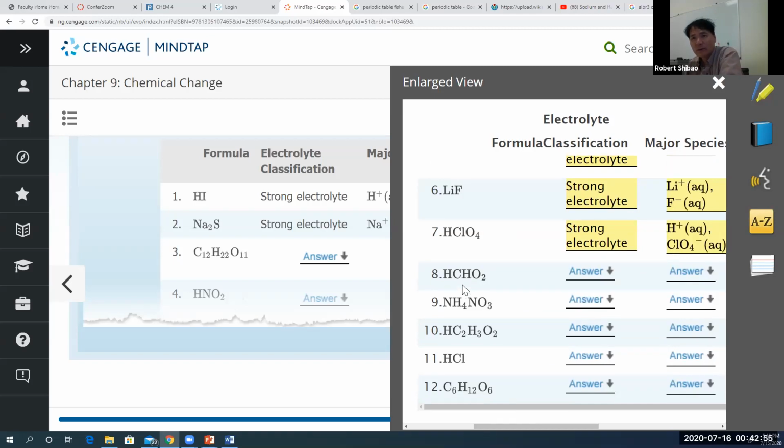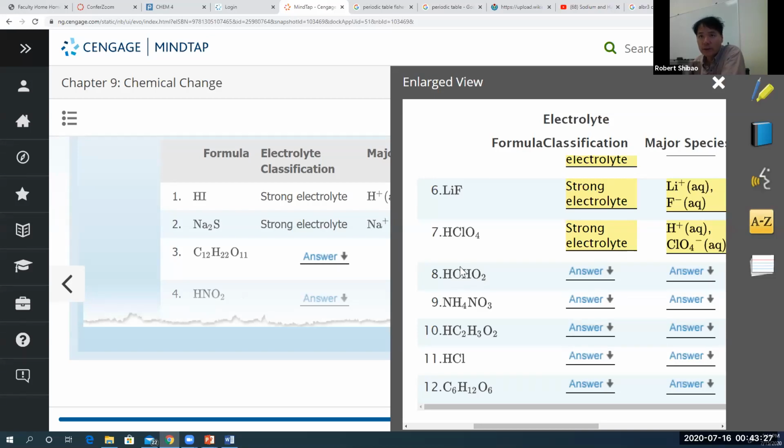Okay, now this one you probably don't know, but even though you may not know the name for this, you should be able to tell me if it's weak or strong. You should be able to tell me it's an acid because it begins with an H. And so it is an acid, but is it a weak or strong acid? Let me know. It's a weak acid, right? It's a weak acid because it's not one of the 7.